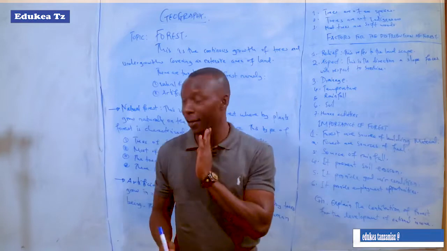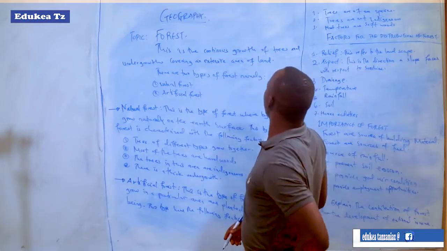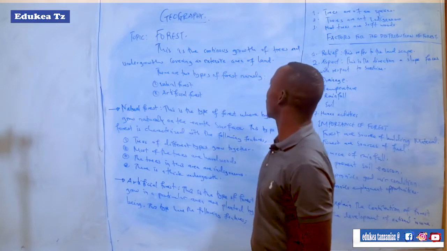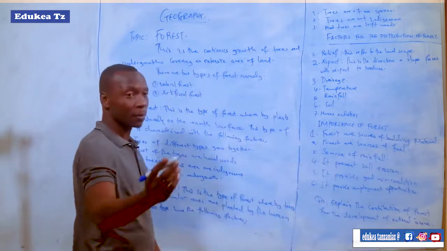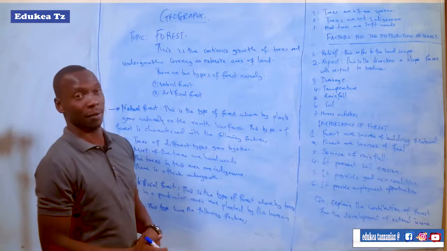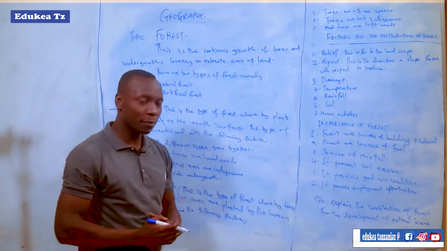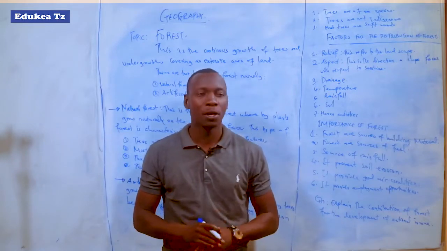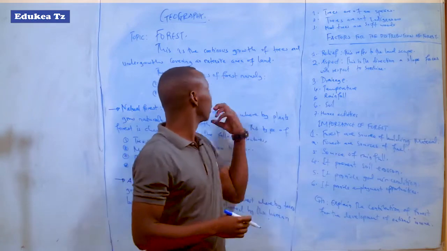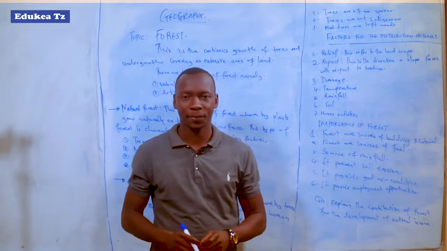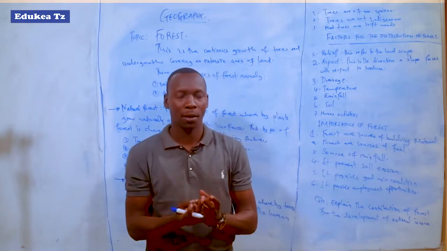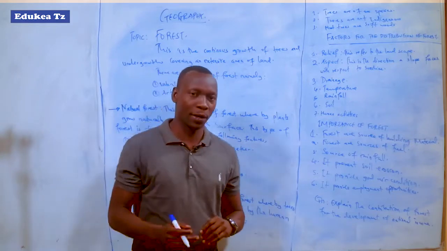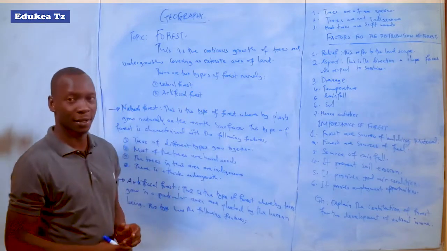In short and clear, we could say a forest is the continuous growth of trees and undergrowth covering an extensive area of land. It involves all the plants and grasses which grow on the earth's surface. So my dear students, when you talk about forest, you talk about the covering of trees, grasses, and other things which grow on the earth's surface.